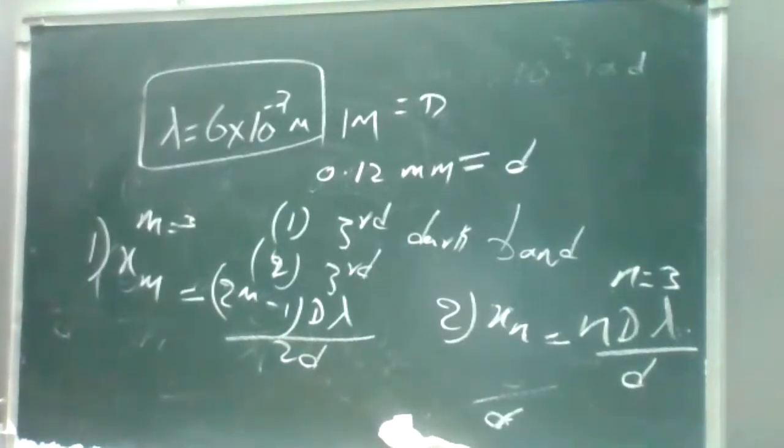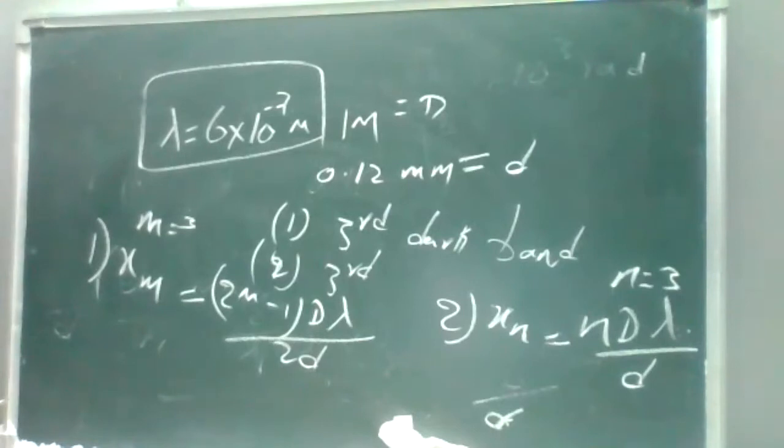It will come only at that level now. 150 into 10 power minus 4. We can say that 150 into 10 power minus 4. Okay.